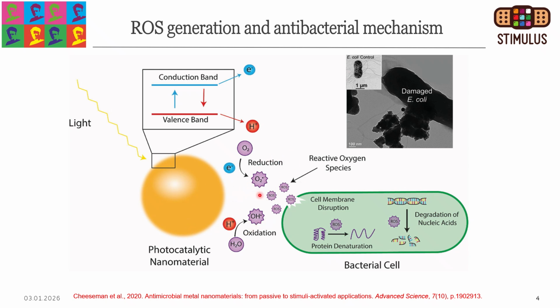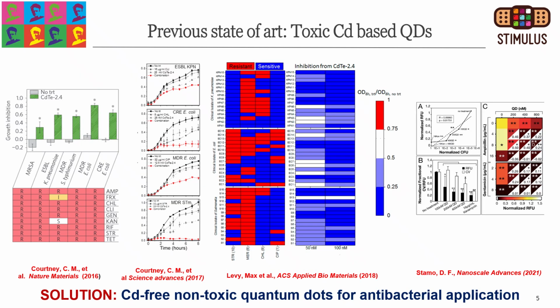These species are called reactive oxygen species, and they attack the bacteria and degrade the cell membrane and other components of the bacteria, due to which the bacteria cannot survive. So we will also use this ROS-based mechanism for the antibacterial activity using our quantum dots.